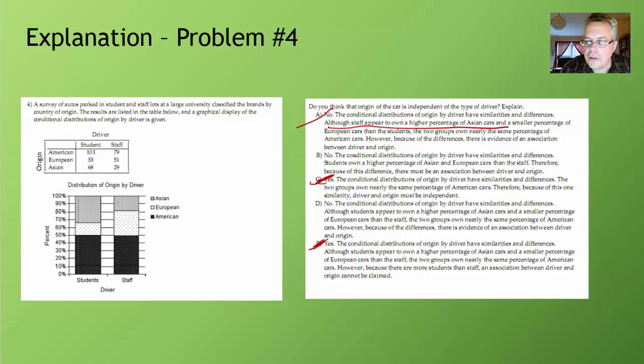B says the conditional distribution of origin by driver have similarities and differences. Yeah. Students own a higher percentage of Asian and European cars. Again, no, they don't. That's a lie. They don't own a higher percentage of European cars. So that leaves D. If we read through it carefully, D gets all the facts right. So you gotta eliminate the ones that are totally lying.